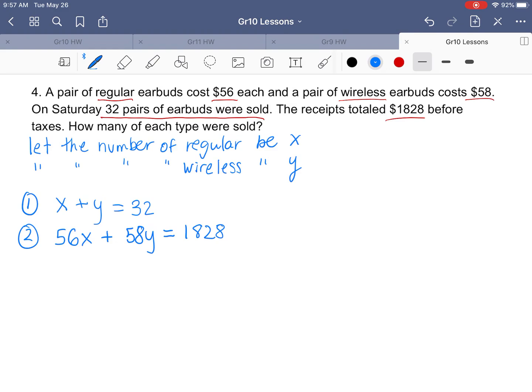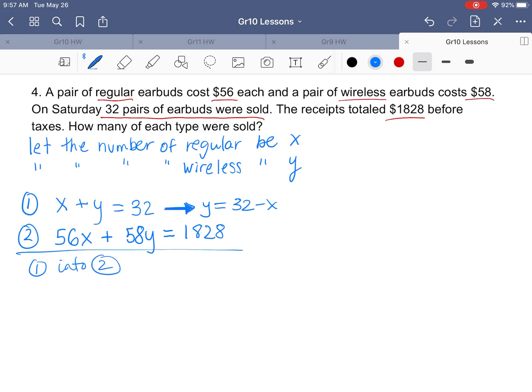Now we have two equations, and we can use either substitution or elimination to solve for X and Y, because that's what we need to figure out: how many of each type were sold. I'm going to use substitution. I'm going to rearrange our first equation and get Y by itself, so Y is equal to 32 minus X. I'm going to put 1 into 2.